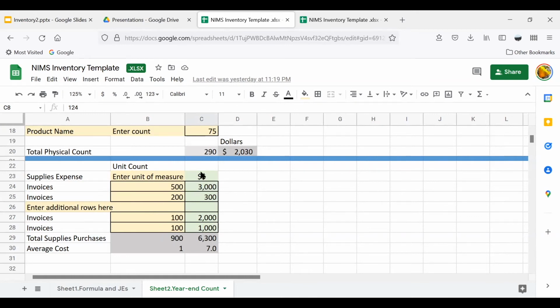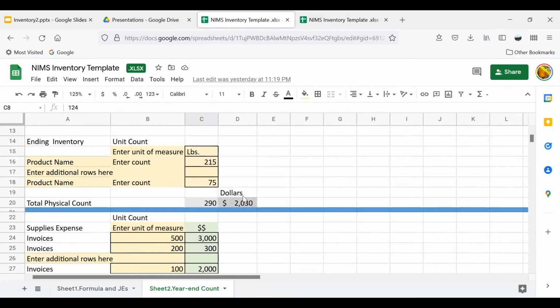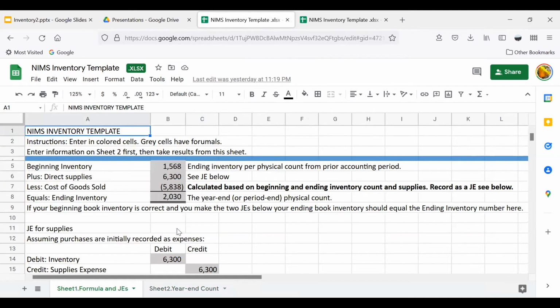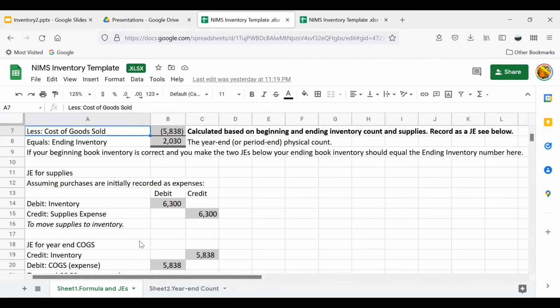And if you enter the units and the dollars, this will calculate the average per unit price for you. If you enter the units up here, it'll automatically calculate the price for you. And then if you roll to the front sheet, it automatically calculates based on your beginning and ending count what your cost of goods sold should be. And then here's the entries that you would make to take your supplies out of supplies expense, put them on your inventory sheet, and then take your cost of goods sold out of inventory and expense them on your income statement. So I don't need to rush over this too much. I'd rather just go back to it later when we get into the Q&A if you have questions about how to use it.